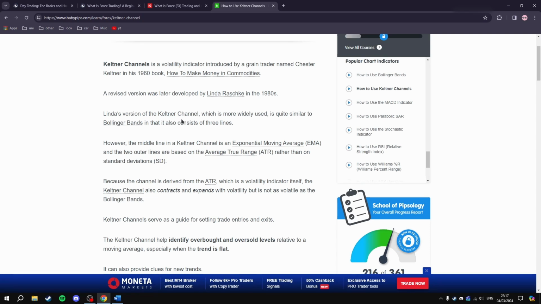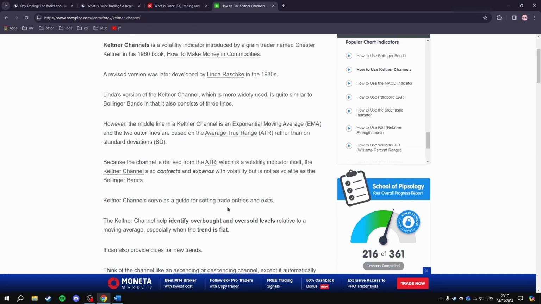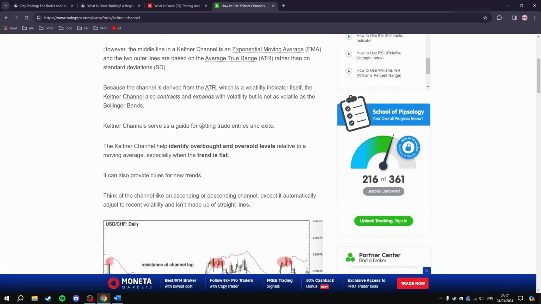Linda's version of the Keltner channel, which is more widely used, is quite similar to Bollinger Bands in that it also consists of 3 lines. However, the middle line in a Keltner channel is an exponential moving average, and the 2 outer lines are based on the average true range rather than on standard deviations. Because the channel is derived from the average true range, which is a volatility indicator itself, the Keltner channel also contracts and expands with volatility, but it is not as volatile as the Bollinger Bands.